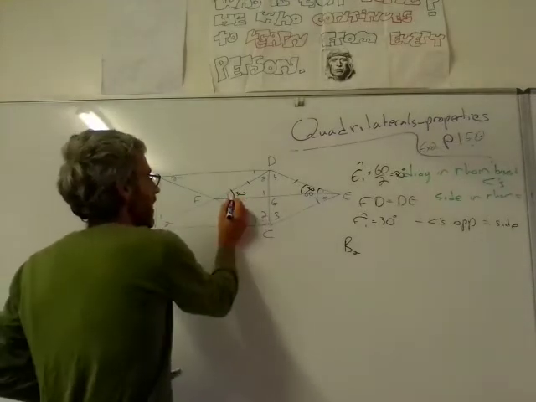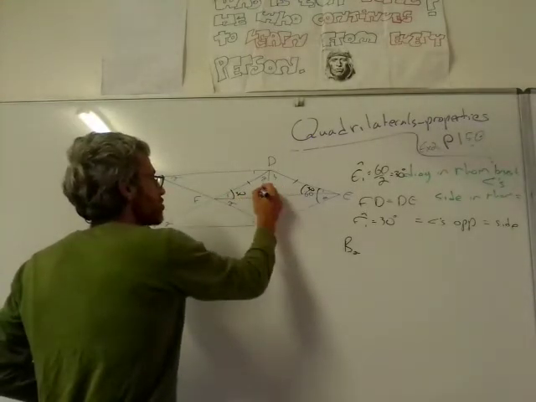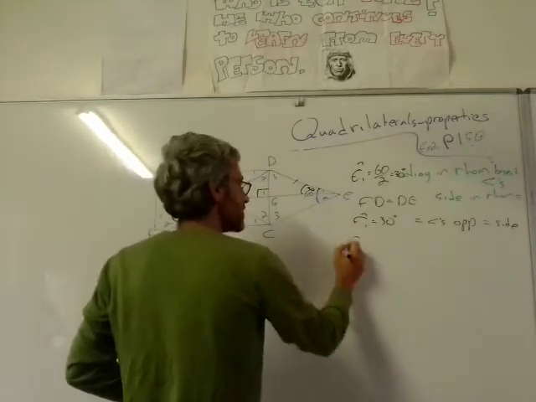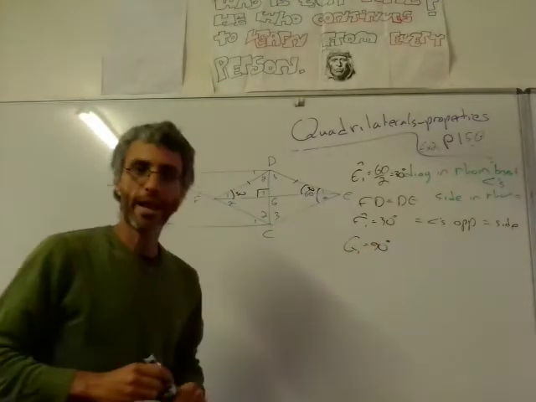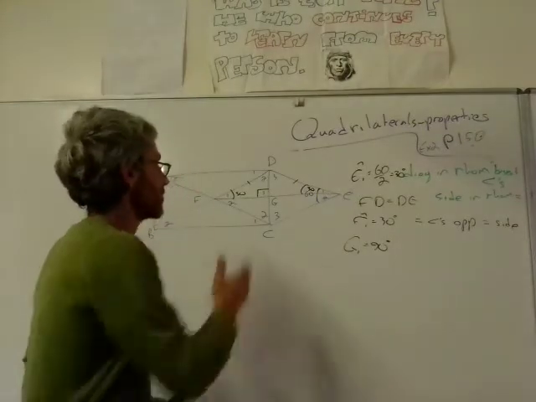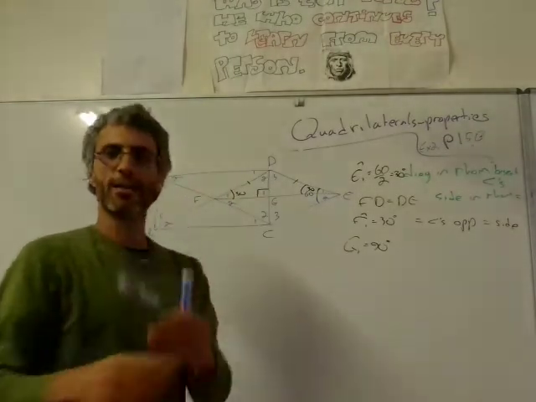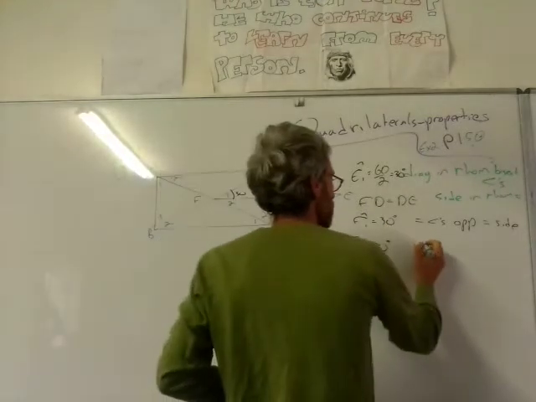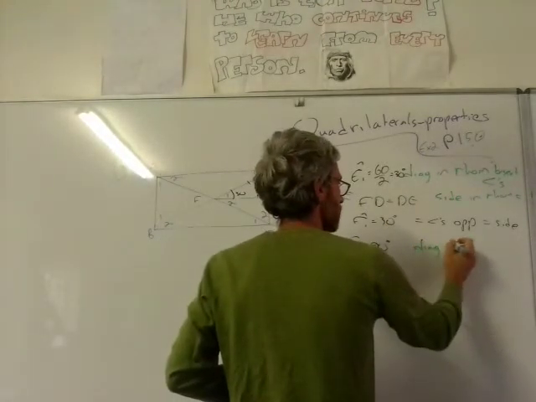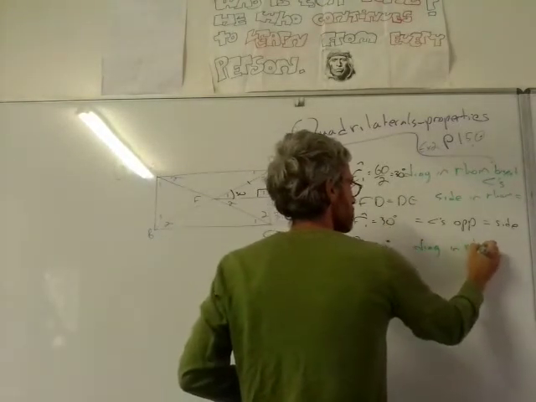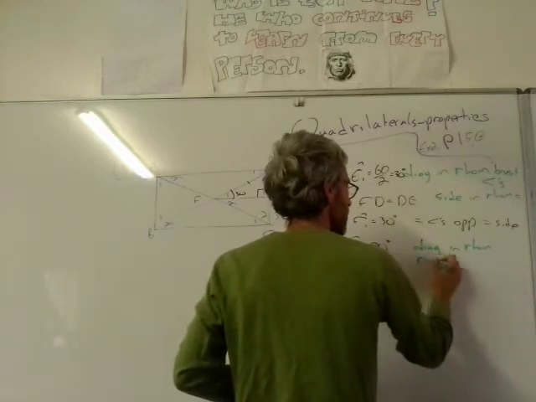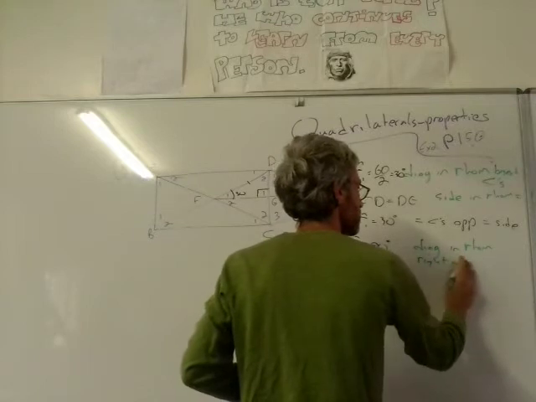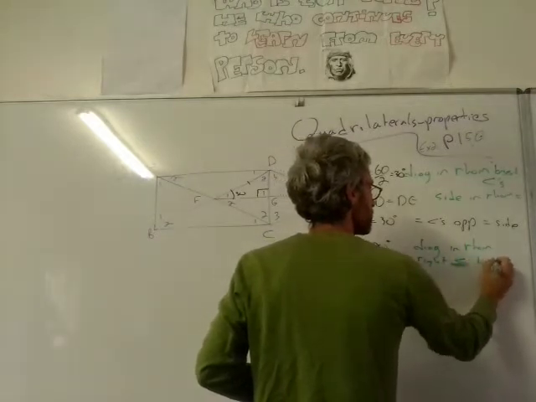I'll say F1 is 30. Now what is G1? I can say very quickly it's 90 degrees. Why can I say it's 90 degrees? Because I know in the rhombus, the diagonals are at right angles to each other. So diagonals in rhombus are at right angles to each other.